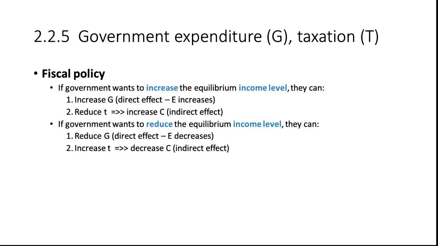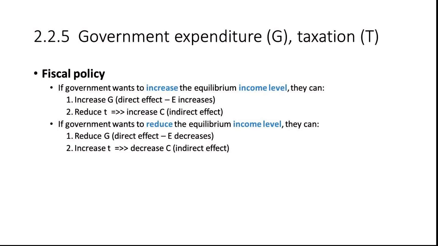Now, fiscal policy is the case where government uses its spending and taxation powers to influence the economy as a whole. So if government wants equilibrium income levels to increase, they can increase spending. So if they increase spending, total spending would increase and that would increase the equilibrium level of income. Or they can reduce taxes, which would lead to increased consumption spending, of course governed by the marginal propensity to consume. And this is considered an indirect way of influencing the income level.